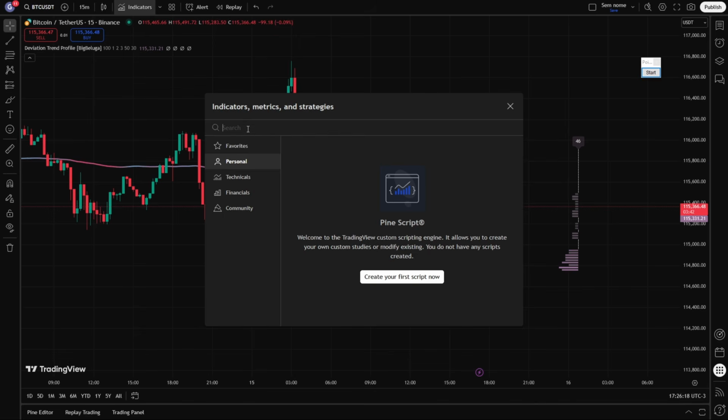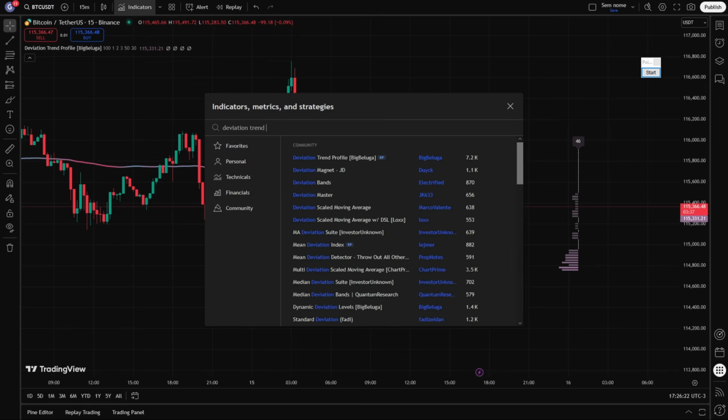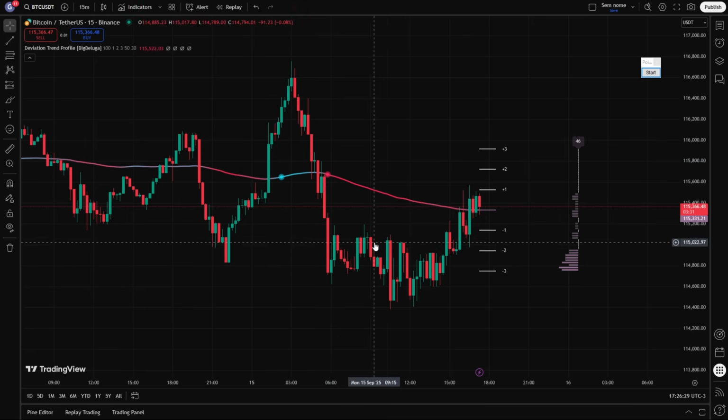You'll go to the indicator section and look for deviation trend, and it's going to pop up right here. Deviation Trend Profile Big Beluga. You simply click on it and it will then show up on your screen exactly as it appears on my own.